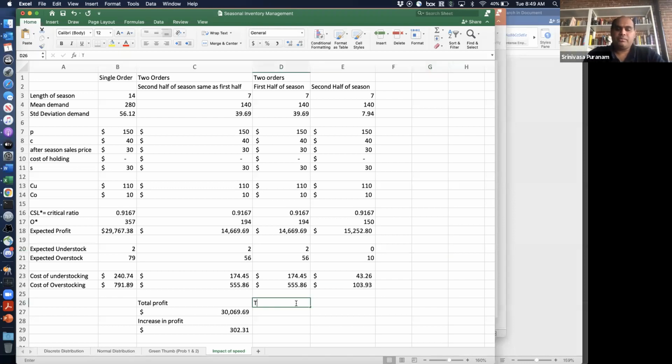And the total profit will be the profit from the first half of the season plus the profit from the second half of the season, plus, again, you're double counting the understocking and overstocking units. So you're going to add the understocking and overstocking cost from the first half of the season, because that's the one that you're double counting, not this. And there you go. It's slightly more. So I can again calculate this number here. This is the difference between.